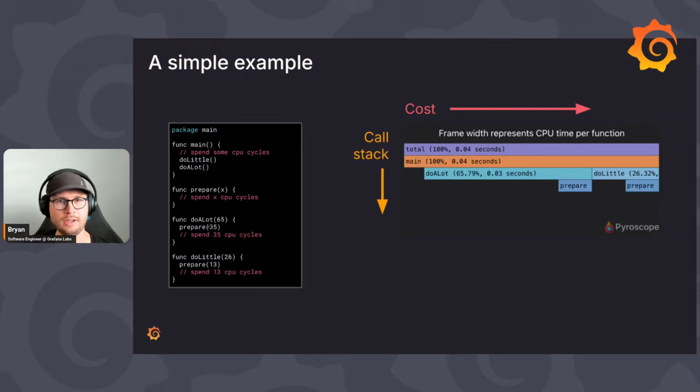You can visually map the relative costs commented in the pseudocode to how those costs appear in the flame graph, where in this do a lot function, we spend 65 CPU cycles, and then inside prepare, we spend 35 CPU cycles. So you can see that we have 65% in the do a lot, and then we have a smaller portion executing this prepare. And likewise with do little and its call to prepare.